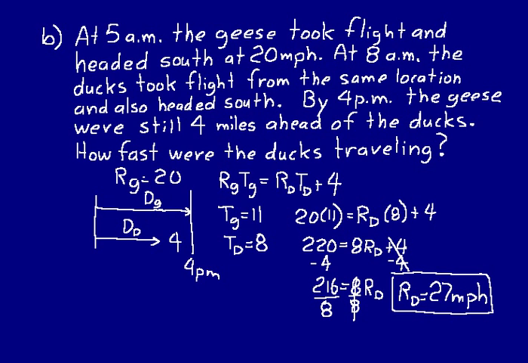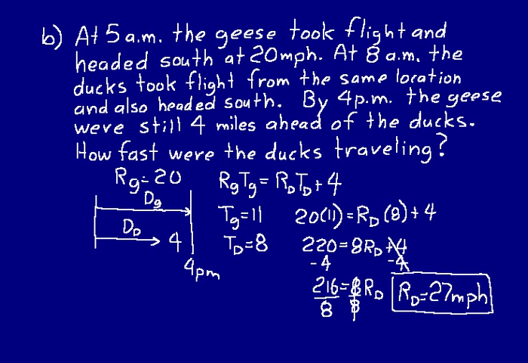So on these uniform motion problems, that means like a constant speed. They're not accelerating and decelerating and everything else. We can assume that the geese were traveling pretty much constantly at 20 miles per hour. The ducks were traveling constantly at 27 miles per hour. We set up our distance equation, and since they took off from the same location, we start them at the same spot, and then at 4 p.m. we stop everything and we just design our little drawing so that the ducks are 4 miles behind the geese.